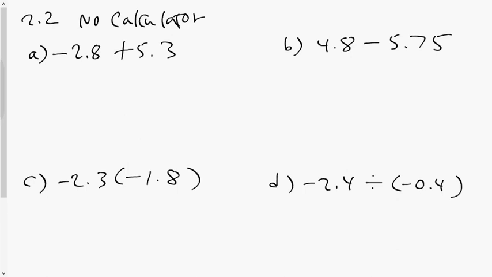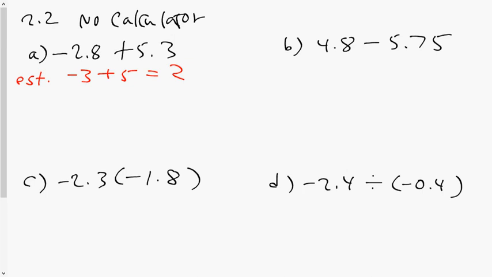Our next question gives us 4 no calculator questions. Negative 2.8 and 5.3. Now, the first thing we did when we did this was we estimated. I should have put estimate and calculate. So what's negative 3 plus 5? Our estimation is going to be roughly positive 2.